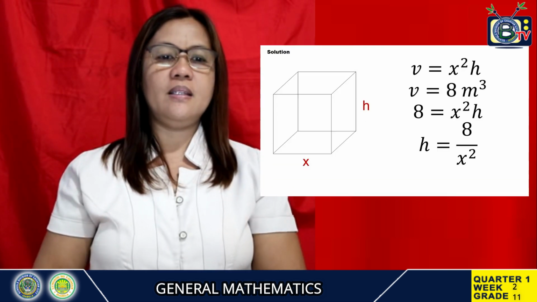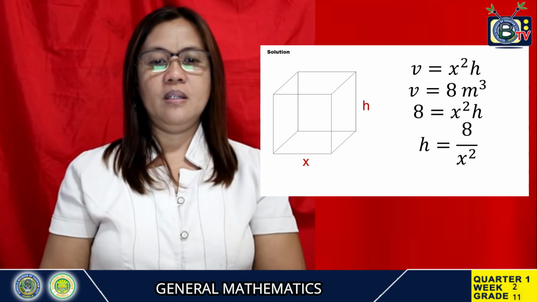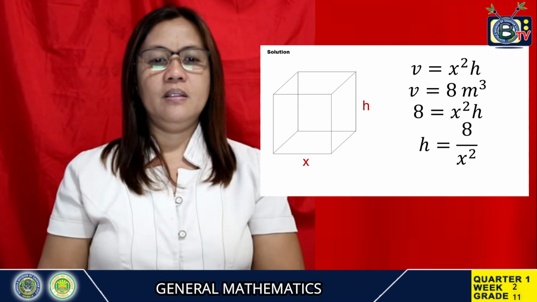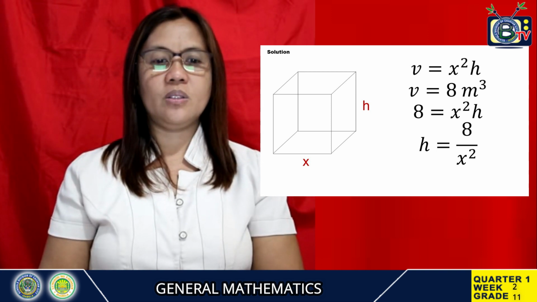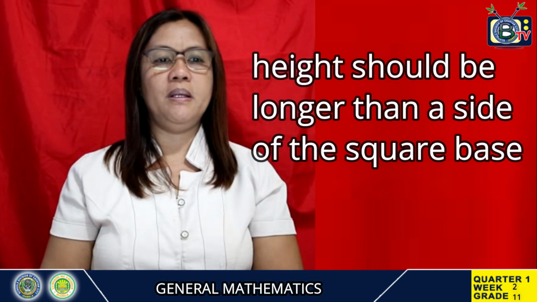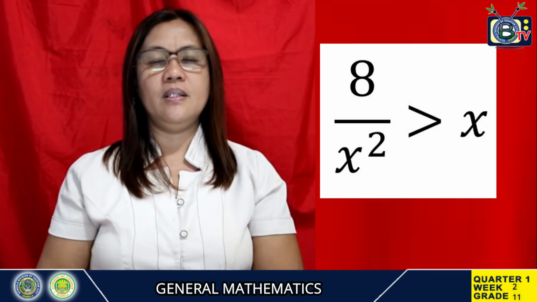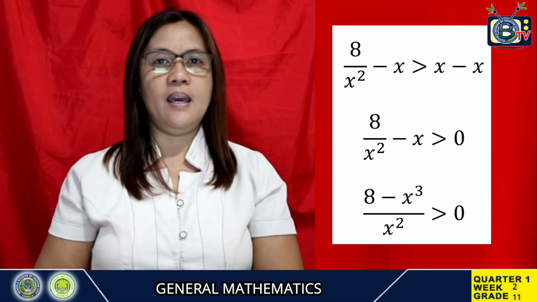Since the base is square, the volume is equal to x squared times h, and V is equal to 8 cubic meters. So 8 is equal to x squared times h, and so h is equal to 8 over x squared. Since the height should be longer than the side of the square base, 8 over x squared is greater than x. To make the right side equal to 0, subtract x from both sides.